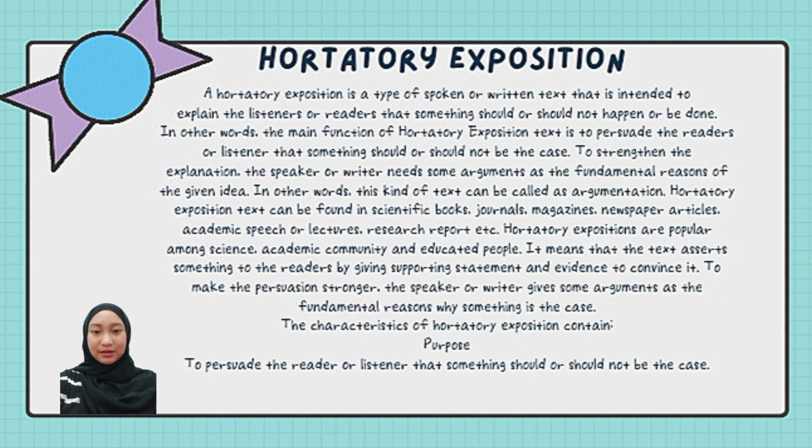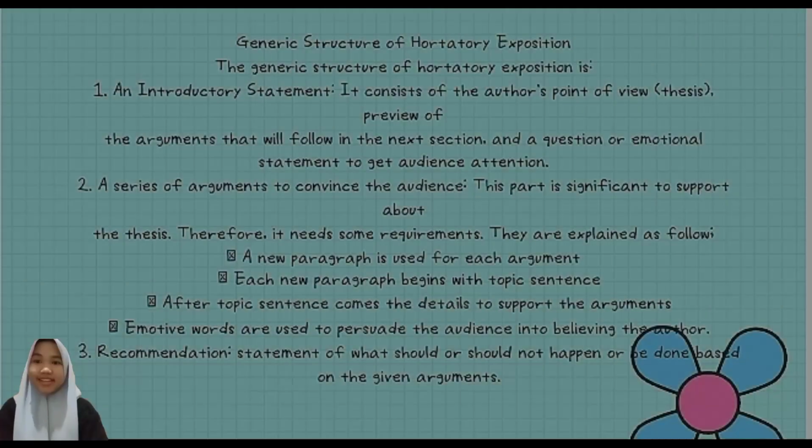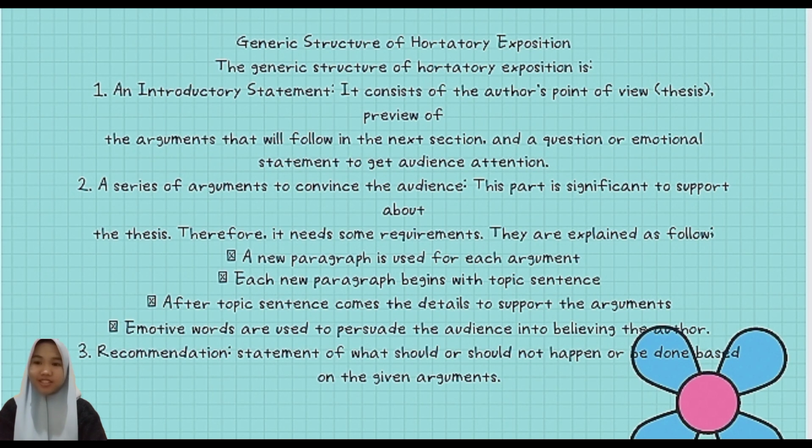The characteristics of hortatory exposition contain a purpose to persuade the readers or listeners that something should or should not be the case. Generic structure of hortatory exposition. The generic structure of hortatory exposition is number 1. An introductory statement. It consists of the author's point of view, a preview of the arguments that will follow in the next section, and a question or emotional statement to get the audience's attention.